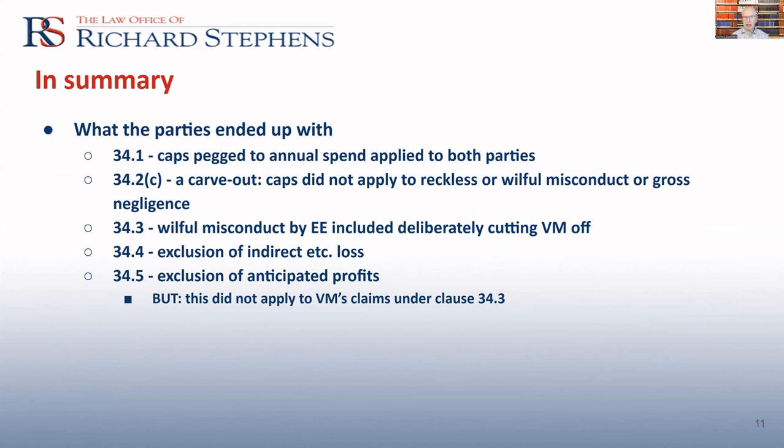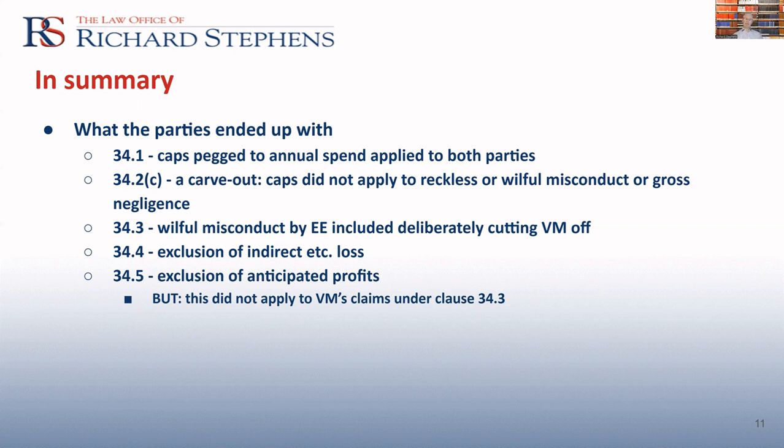And it's just worthwhile summarizing it. It opens with a cap that's pegged to a percentage of annual spend, basically. We'll come back to that in a minute. It then goes on to the carve-out. The caps don't apply for reckless, willful misconduct or gross negligence. We then specify that willful misconduct by EE would include intentionally disconnecting service from Virgin Mobile. And then we go on with a fairly bog standard common or garden exclusion of indirect consequential loss. And we've seen fairly bog standard common or garden exclusion of anticipated profits, anticipated savings, but with a carve-out that Virgin Mobile can sue for loss of profits in that 34.3 instance.